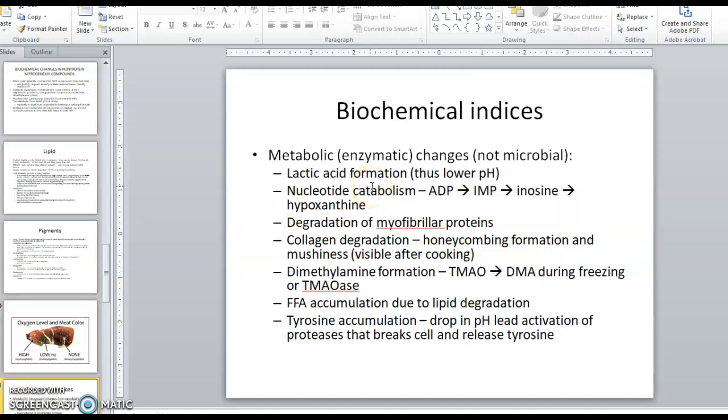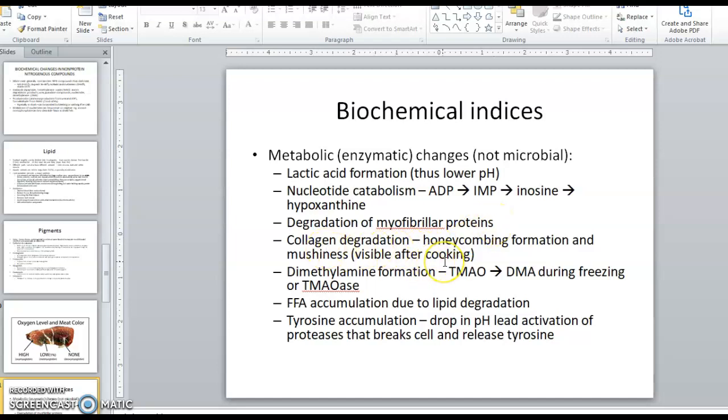Okay, if you want to measure the freshness of the seafood, you can use these biochemical indices. These are all the metabolic changes, not microbial indices. This is the metabolic one. For example, the lactic acid formation, so lower pH, the nucleotide catabolism, okay, means the formation of degradation product of ADP. ADP comes from ATP. Degradation of myofibrillar proteins. Okay, we can measure this one.